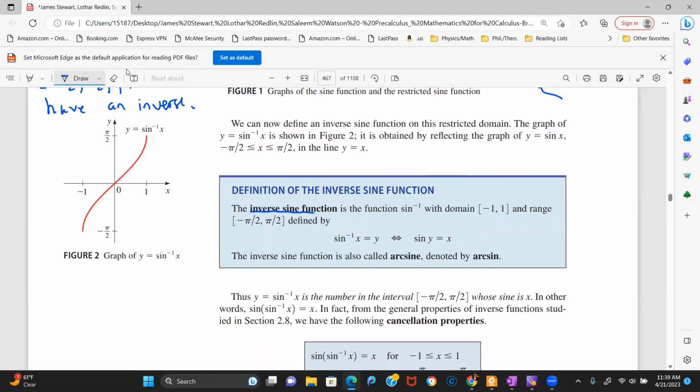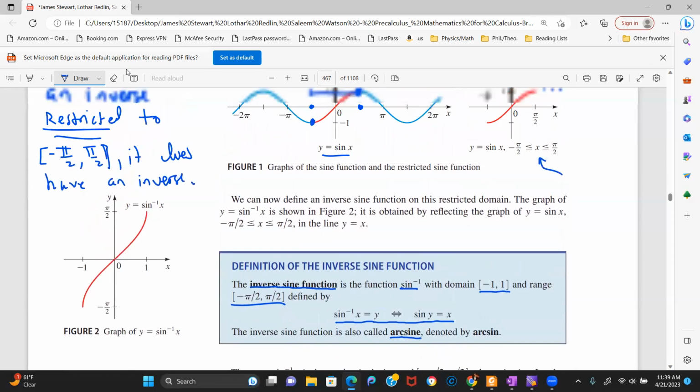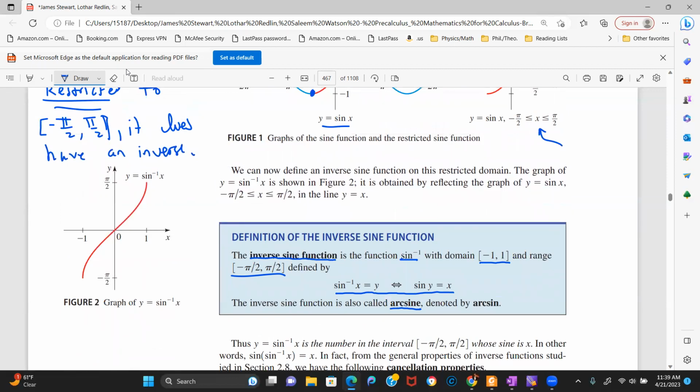So the inverse of sine is going to be denoted by sine inverse right here, sine -1. It has domain -1 to 1, and the range negative pi over 2 to pi over 2. And it's defined as follows, like this. Sometimes it's called arc sine. And so this is going to be the graph right here.